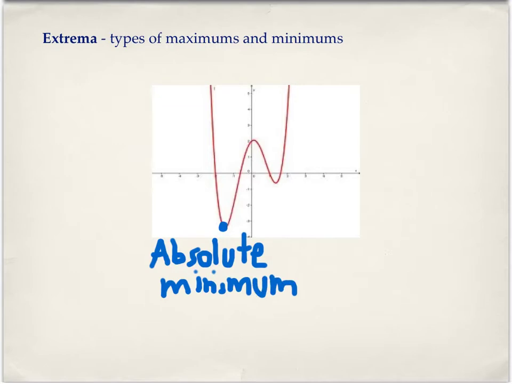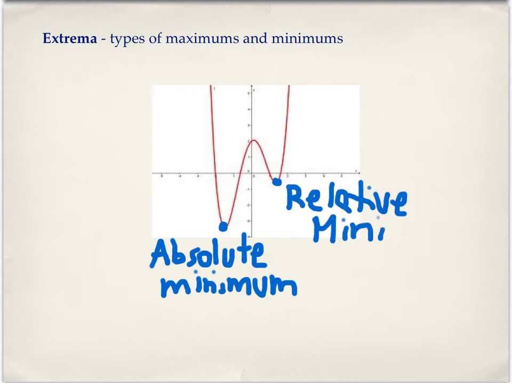Now contrast that with this point right here. Clearly that's a minimum point on the graph, but it's not the very lowest point, so we call this a relative minimum. So with these extrema, they can be absolute or relative.